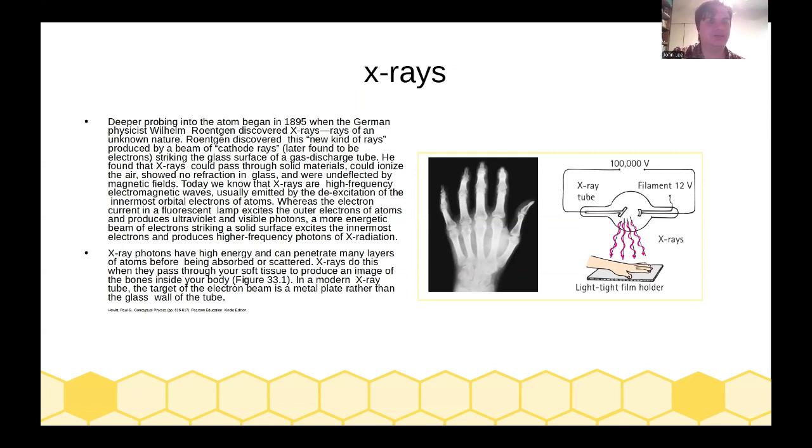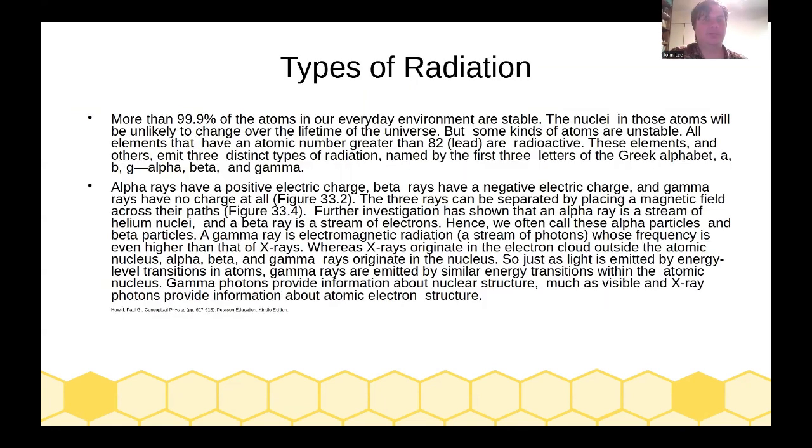radiation. X-ray photons have high energy and can penetrate many layers of atoms before being absorbed or scattered. X-rays do this when they pass through your soft tissue to produce an image of the bones inside your body, figure 33.1 on the right. In a modern X-ray tube, the target of the electron beam is a metal plate rather than the glass tube wall. More than 99.9% of the atoms in our everyday environment are stable. The nuclei in those atoms will be unlikely to change over the lifetime of the universe.